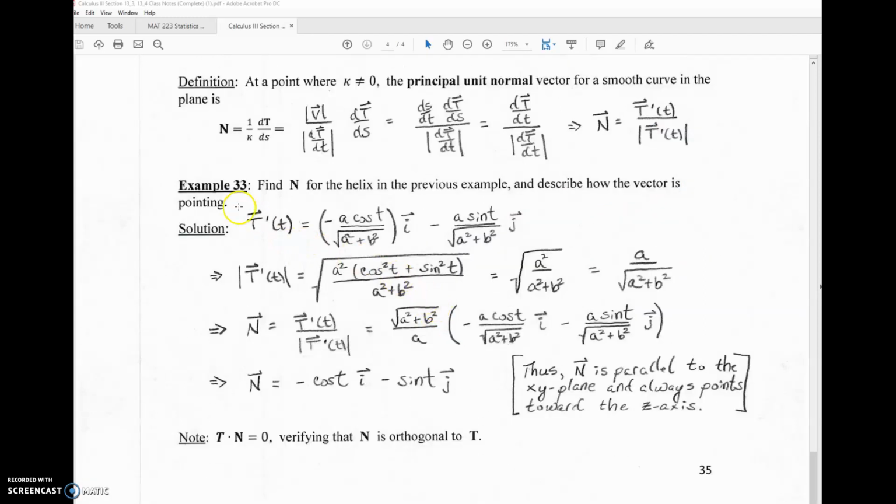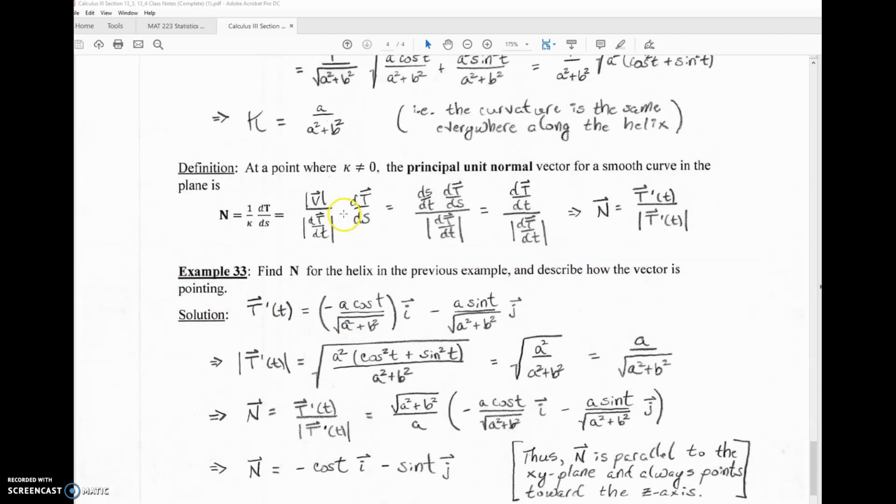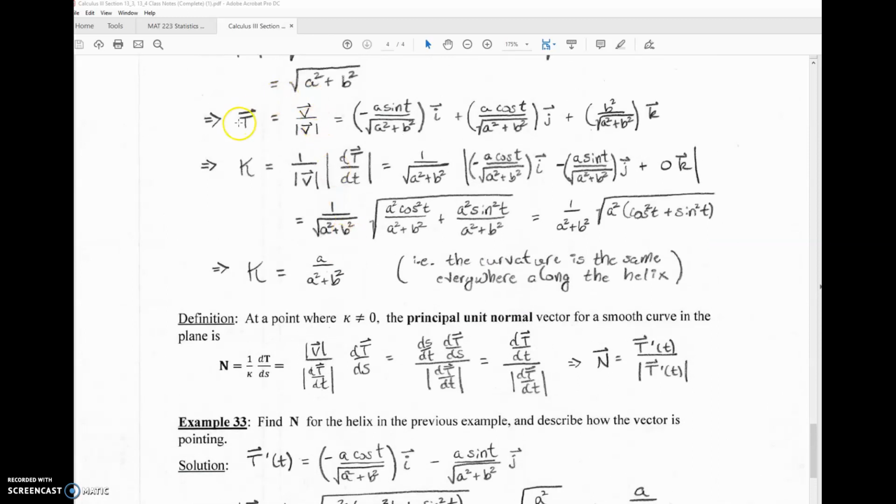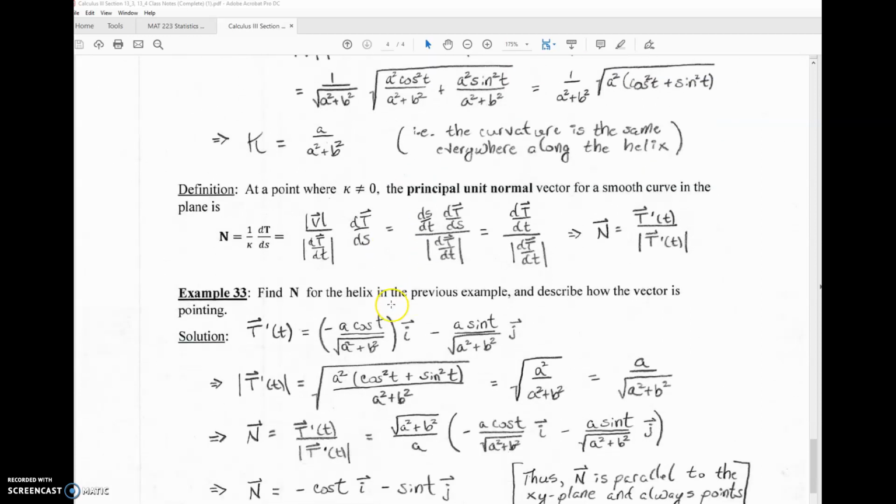So for example 33, let's find the principal unit normal vector for the helix in the previous example, and then describe how that vector is pointing. First of all, we need to find T prime of t. If you look back up here, this is T right here. If I take the derivative, the only things that have the parameter t in them are sine of t and cosine of t. The derivative of sine t is cosine t, and the derivative of cosine t is minus sine t. These are constants, so they'll stay with it. And this is a constant all the way around, so its derivative will be 0.